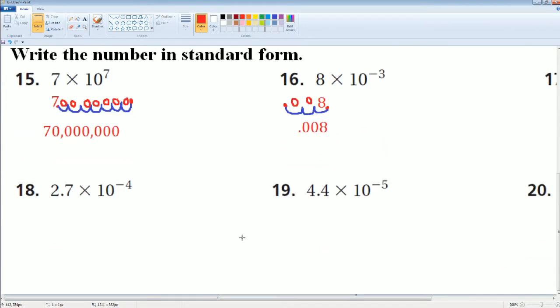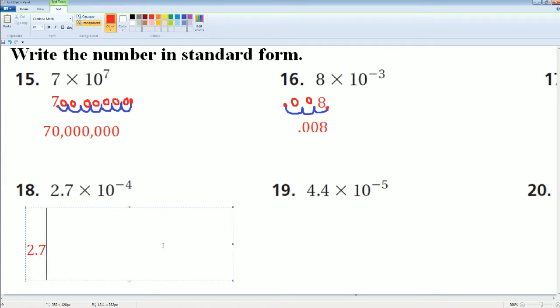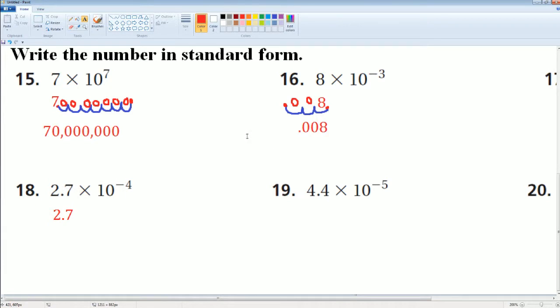Alright, let's do the next one. Okay? We already have the decimal right there. That is very easy for us to do. So 2.7. Okay, the decimal is already here. So now what we can do here is we can move it. Are we going to go to the right or to the left? Right? It's negative. We're making a small number. So go to the left.